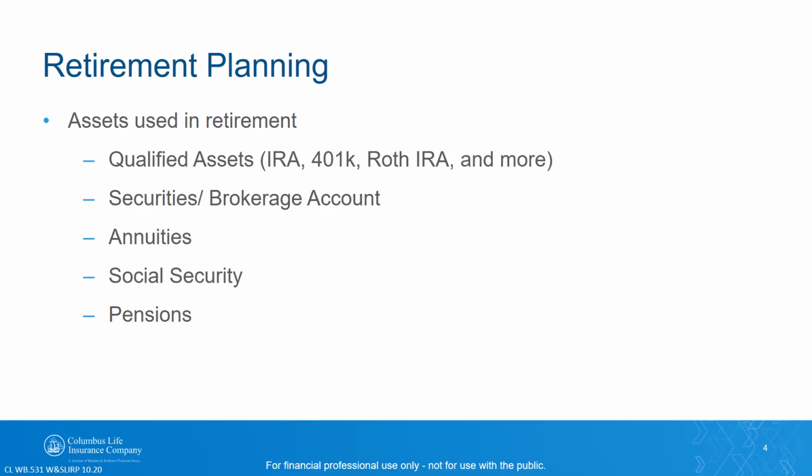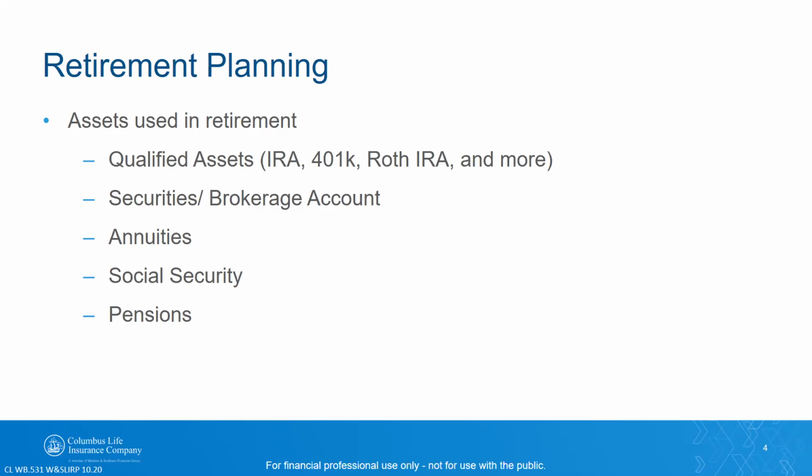Any discussion of a LIRP does require a discussion about retirement assets in general. Typical assets that are considered for retirement and savings are the qualified assets: your IRA, your 401k, Roth IRAs, and several other options. In addition, you would also think of using securities or brokerage accounts as part of your retirement plan. Annuities are very common. And then, of course, many of us are dependent on Social Security, and some of us are fortunate enough to still be blessed with a pension.